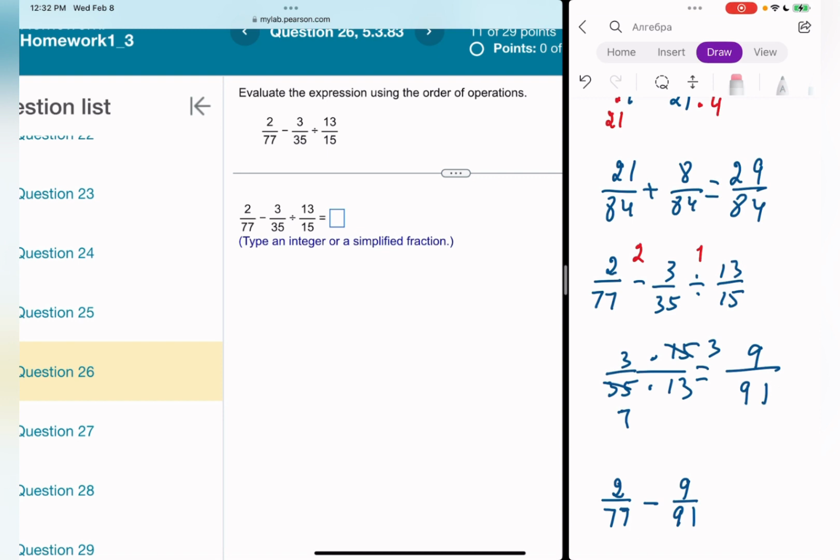So 91 times 11, they decided to torture us. 1001 divided by 77, 13. Ooh, I got it. 91 times 11. So this times 11.